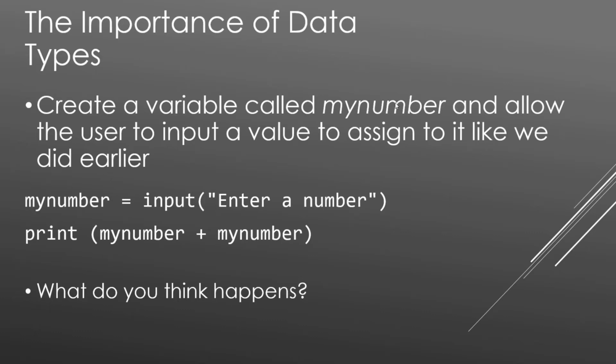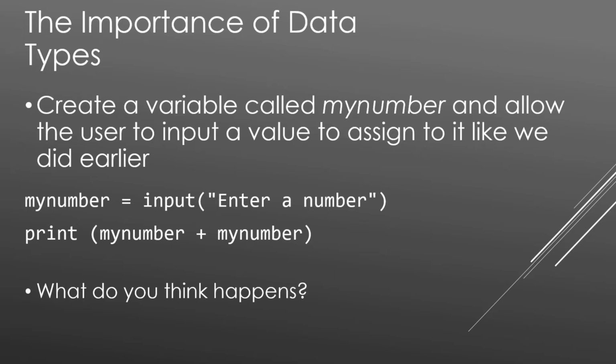So I'm going to create a variable in Create with Code in a moment that's called my number. And I'm going to let the user enter a number. And then I'm going to do print my number, add my number. So I'm going to add these two numbers together. And have a little think now what you think is going to happen. So I'm going to move over to Create with Code, and I'm going to create that. So my number equals input, enter. And then it's print my number plus my number.